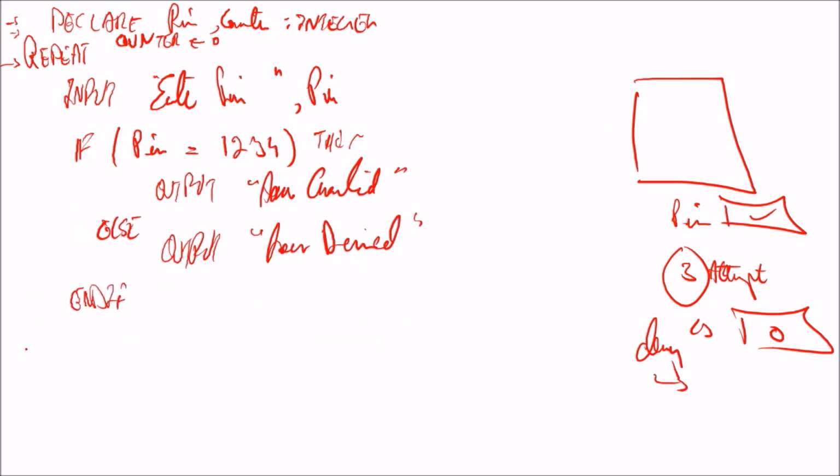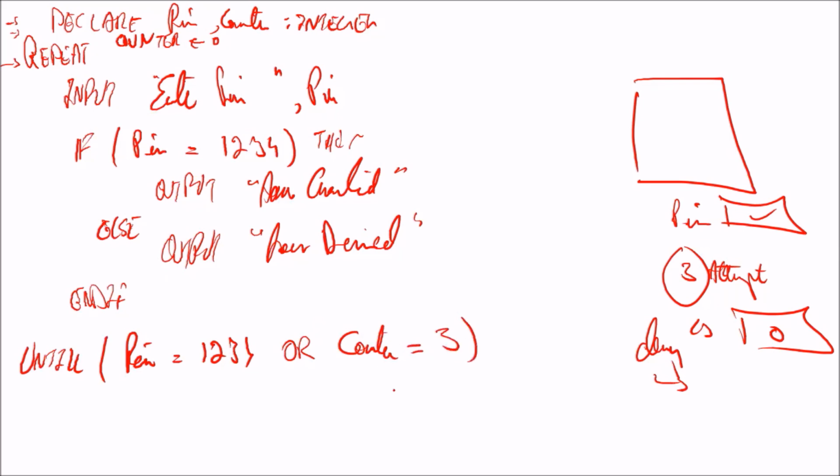Now repeat, we have its until statement, and in until we need a condition. What will be the first condition? Is your pin equal to 1 2 3 4, or is your counter equal to 3? If the counter has reached 3, then terminate it, and if the pin is okay, then also terminate the loop. Okay.